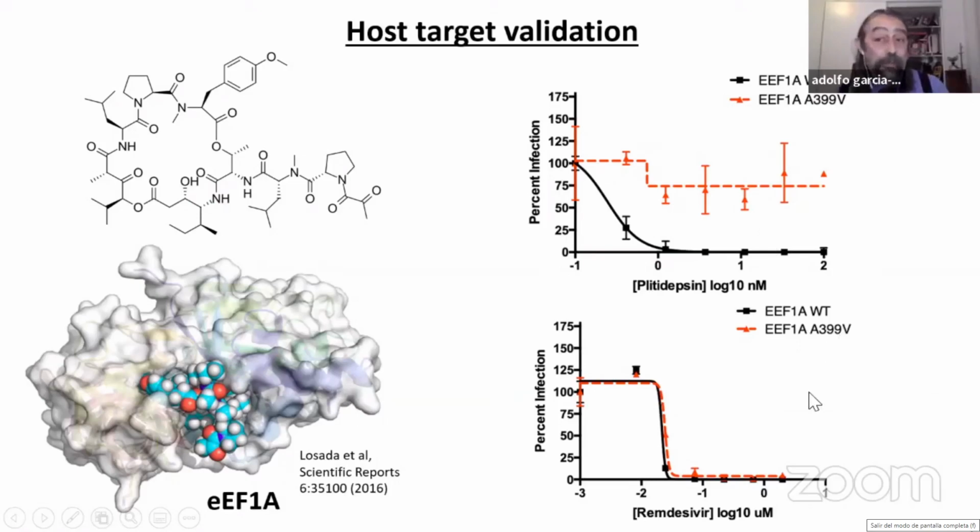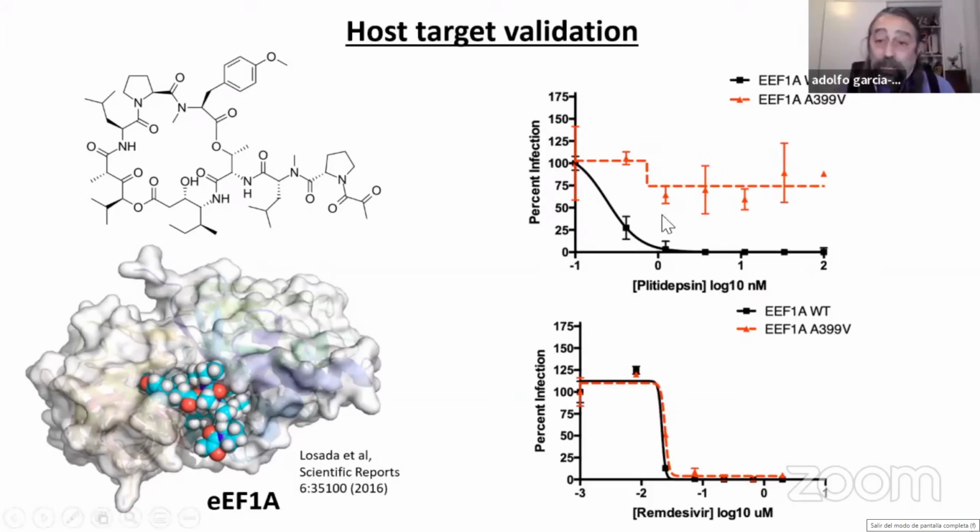Now, in order to demonstrate that plitidepsin is actually inhibiting SARS-CoV-2 replication by binding to EEF1A, we make now, through molecular engineering, cells in which we change this single amino acid in EEF1A, and we make this factor resistant to binding to plitidepsin. And when we do so, plitidepsin, here in red, is unable to inhibit viral replication any more as compared to the original cells. If we use these cells that have mutated EEF1A for looking at the inhibition by remdesivir, this doesn't matter for remdesivir. It does not bind to this factor, so it doesn't matter to remdesivir.